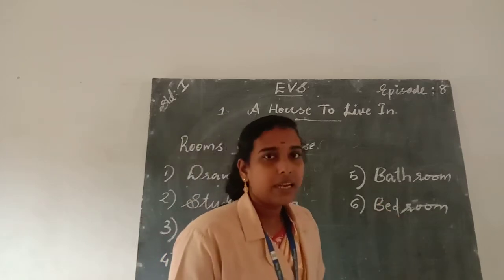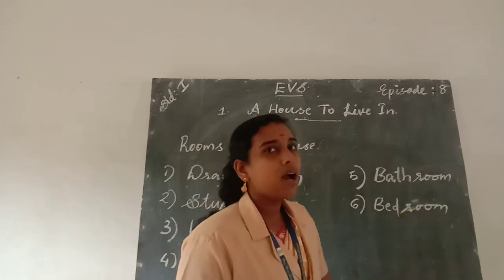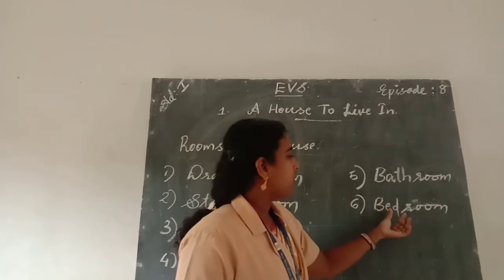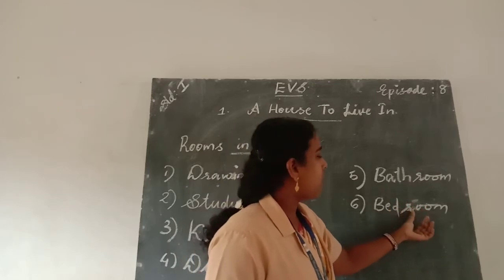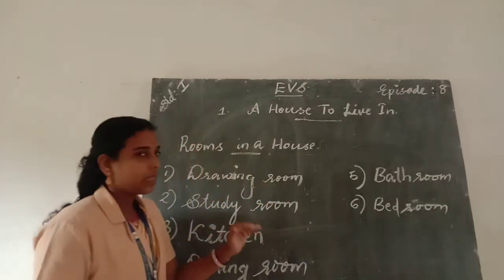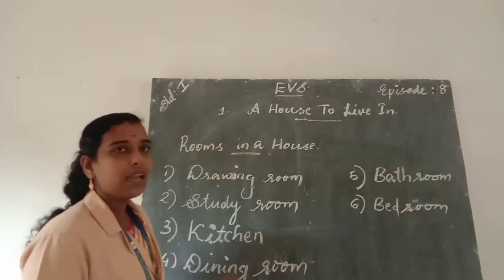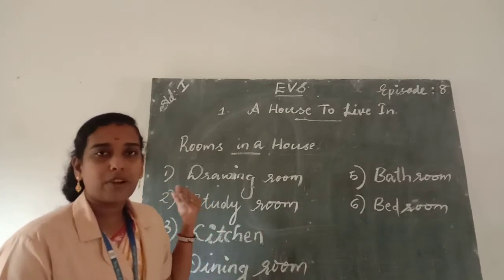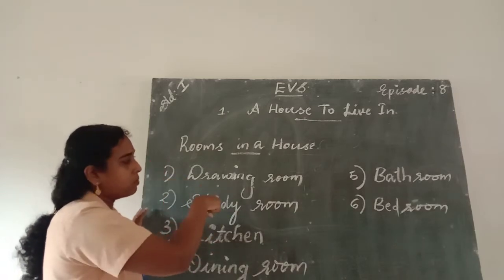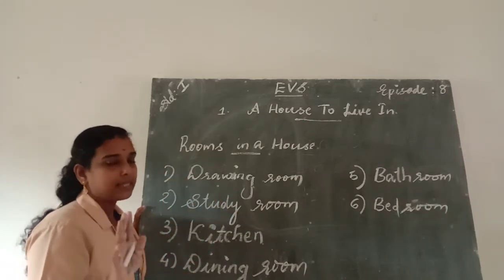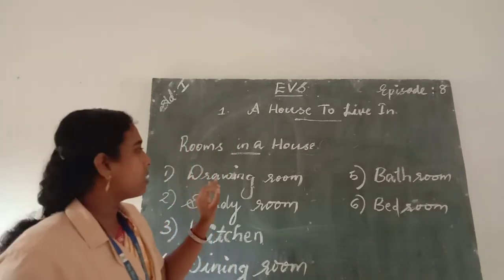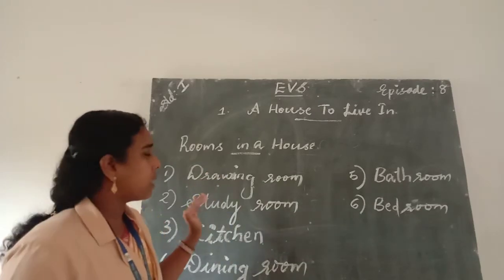Bedroom. B-E-D, R-O-O-M, bedroom. So these are the different types of rooms in a house, and each room has a different use. Write the spelling of the different types of rooms in your textbook at least 5 times, study well, and send it to my WhatsApp. Next we look at the uses of different types of rooms in a house.